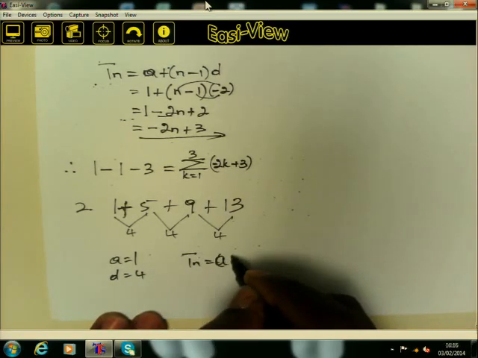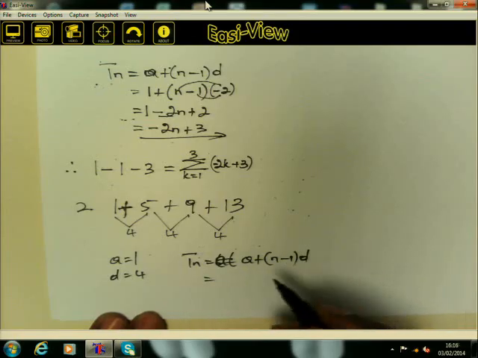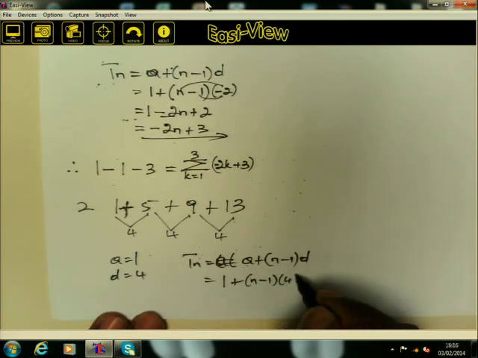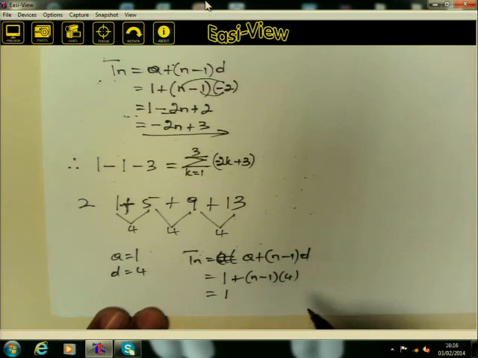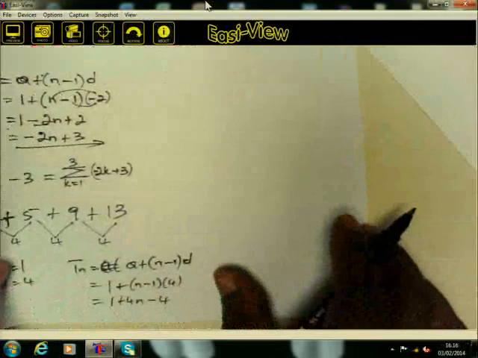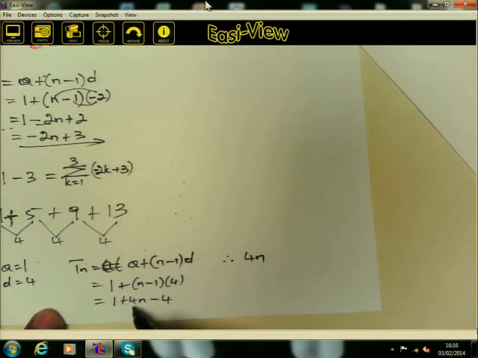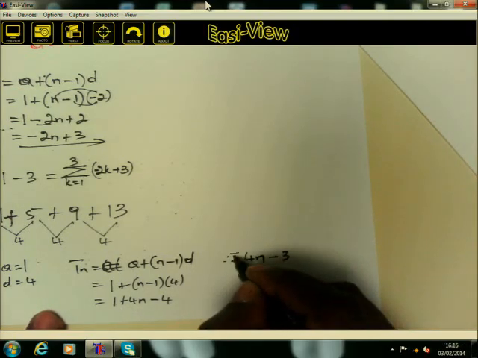Tn equals A plus (n minus 1) D. Substitute 1 there, the value for A. Add (n minus 1), and substitute D, which is 4. So that is now 1. When you multiply there, you get 4n. When you multiply there, you get minus 4. We can finish it up there. Therefore, we're going to have 4n, minus 4 plus 1, which is nothing else but minus 3. This is Tn.